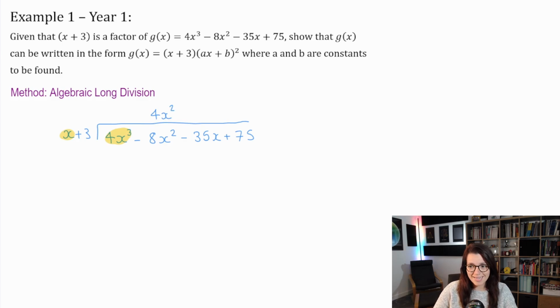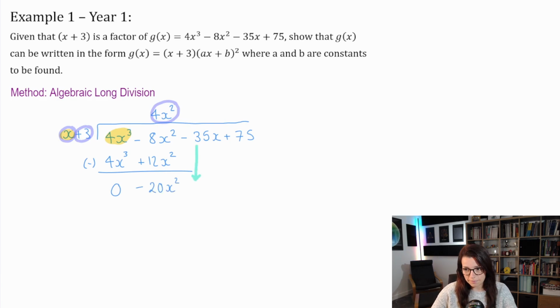Your next step is to take that 4x squared and multiply it by each thing here. So multiplying by x gives 4x cubed, and multiplying by 3 gives plus 12x squared. We then subtract. This will give us 0. Minus 8 minus 12 is minus 20x squared. And then we need to bring down the next term. So bring down minus 35x.